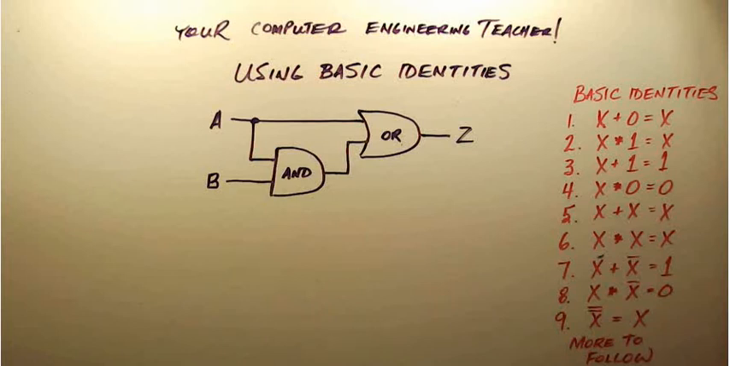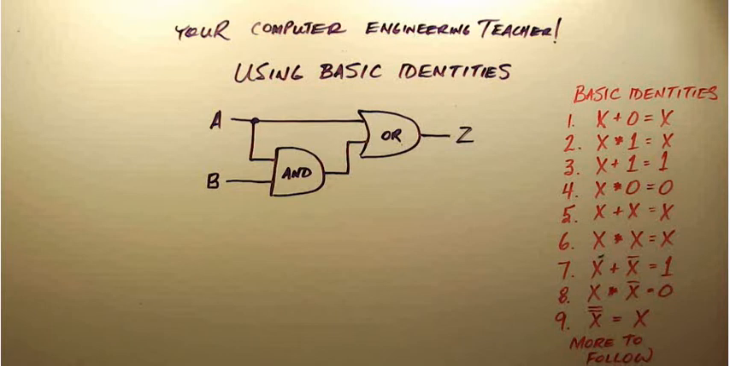In the last video we took a look at basic identities, and in this video we're going to take a look at an example of how we can use them. First thing though, before we get started, I want to go through the basic identities that we have listed on the right here, and I want to make really clear that some of these look like what you've seen in algebra, but some don't. So you have to remember that basic identities, the ones that are listed here on the right, are specific to Boolean logic.